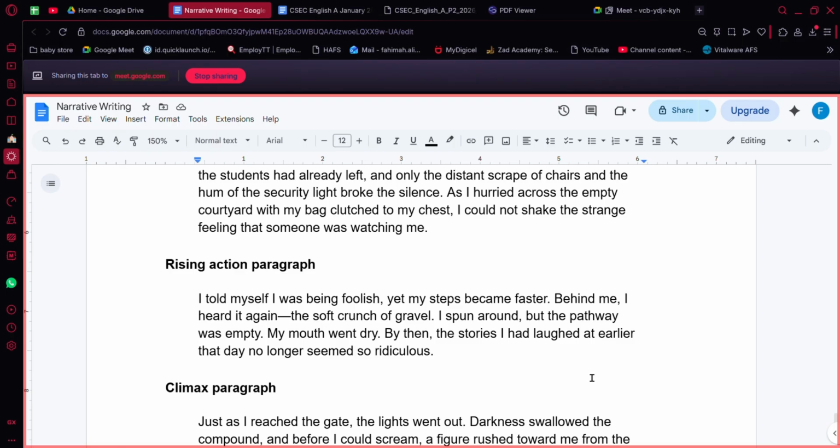So you're describing the action in the story. The action is the person becoming more and more anxious and paranoid.